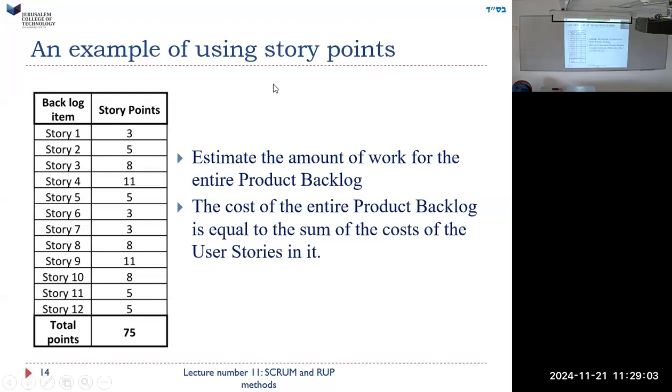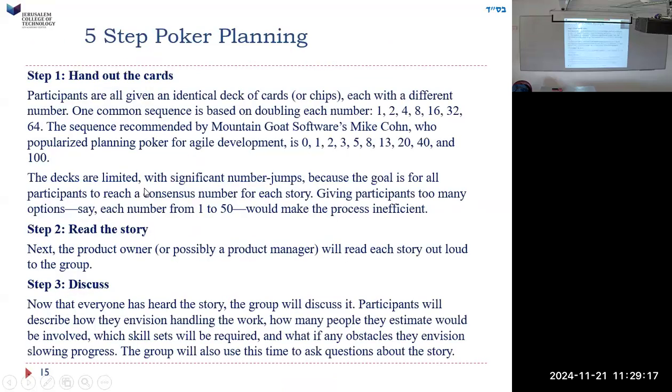So here's an example using story points. Estimate the amount of work for the entire product backlog. The cost of the entire product backlog is equal to the sum of the cost of all the stories. 75 is the sum of all these. So story 1 is 3, story 4 is 11. Okay. Here I'm now explaining the poker play.